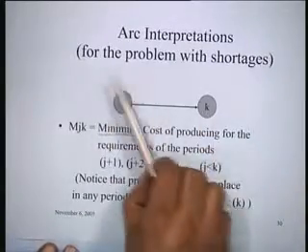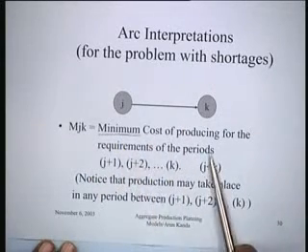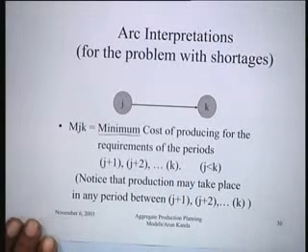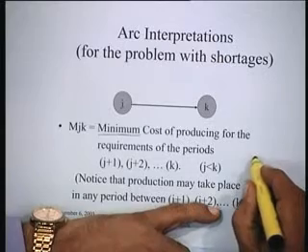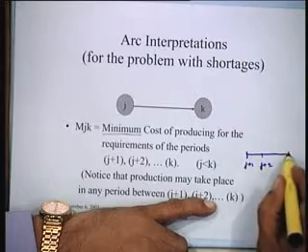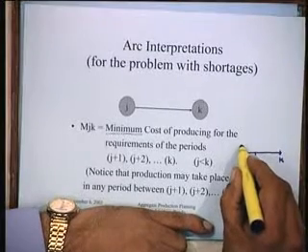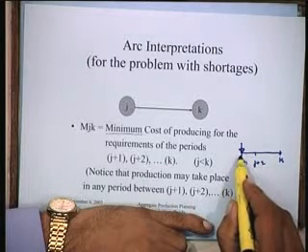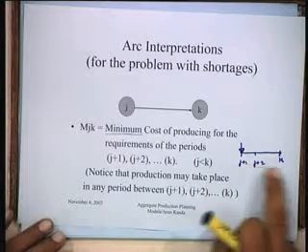So the arc interpretations for the problem with shortages are that MJK is now to be interpreted as the minimum cost of producing for the requirements of the period J plus 1, J plus 2 and so on up to K. That's exactly what we were doing earlier, right? You see, what this means is something very interesting, because we have said that earlier, if you have period j plus 1, j plus 2 and so on up to k, in the no shortage case we had assumed that production will take place only in this period. This is the only time when production will take place, and this production will satisfy the demand of the entire planning horizon. Isn't that so? Because we were not allowing any shortages.